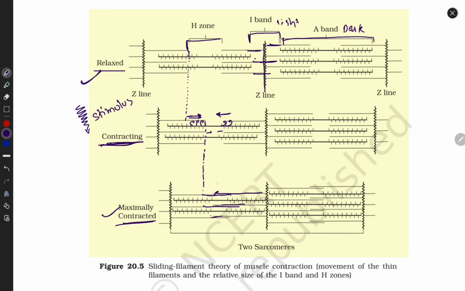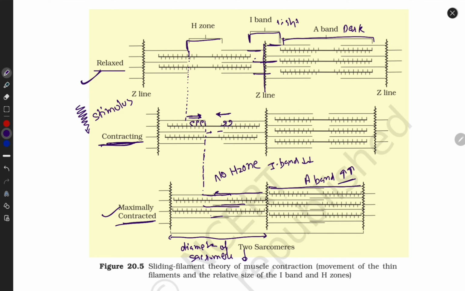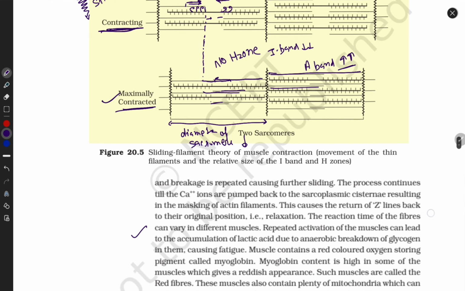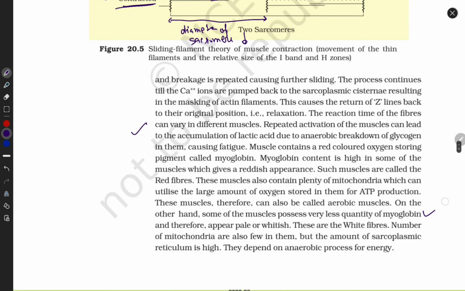So here there is no H zone, and the diameter of the sarcomere is decreased. All right, the diameter of the I band is also decreased. The diameter of the A band is increased. Look at here, this is a whole dark zone now. Whatever I explain is written here.